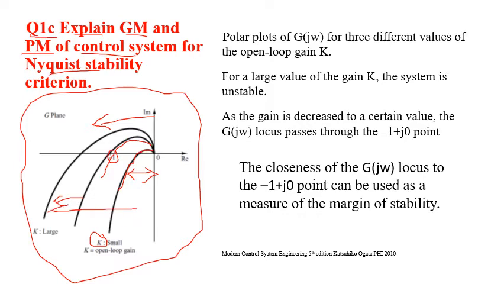So please look at here again. When the gain K is changing, you are more likely to encircle the -1 plus j0 point. And that's how you can find out whether the system is stable or not. And then let us come to the gain margin and phase margin.